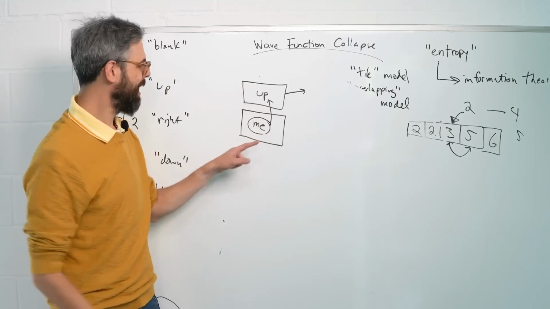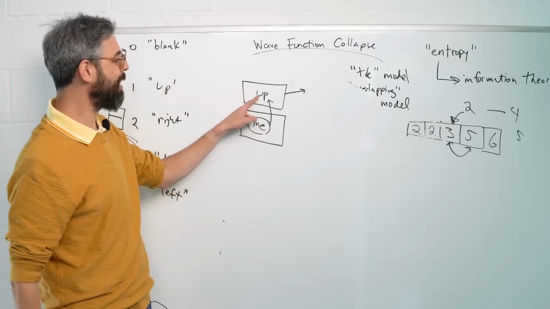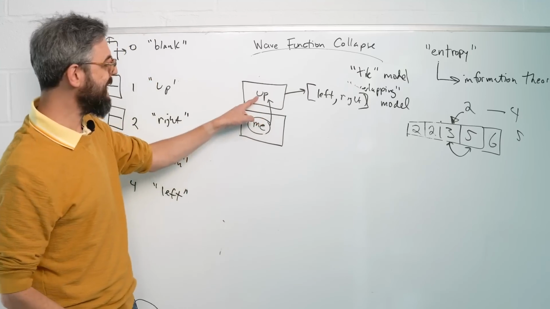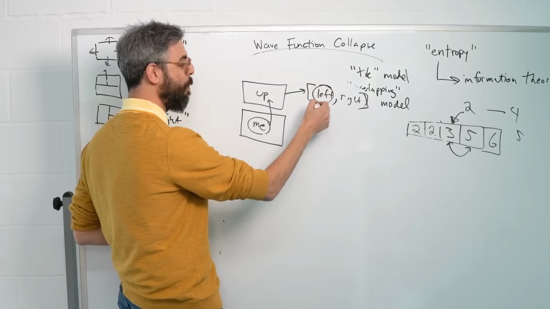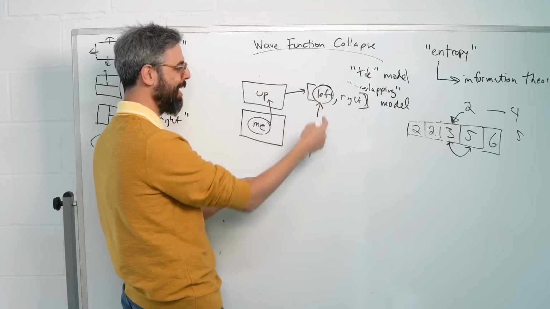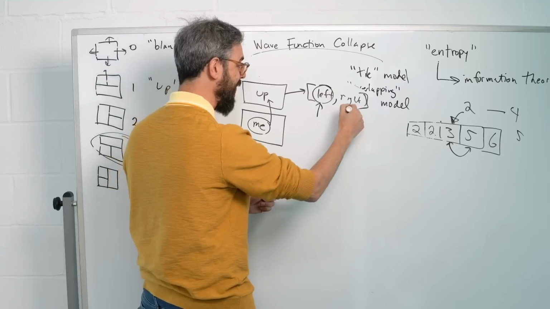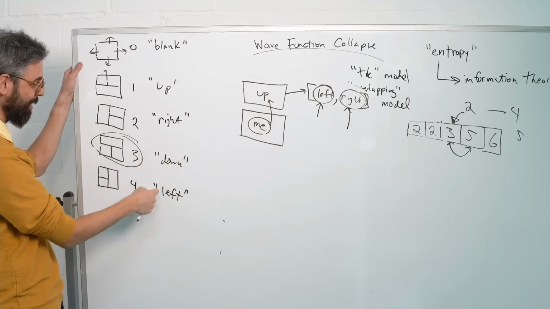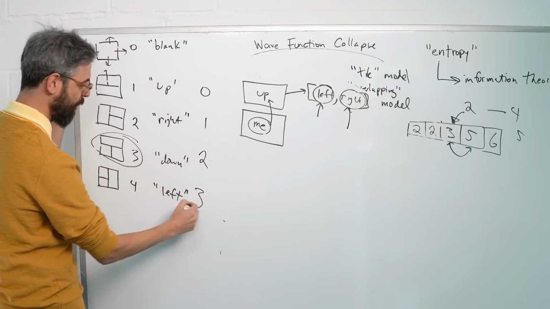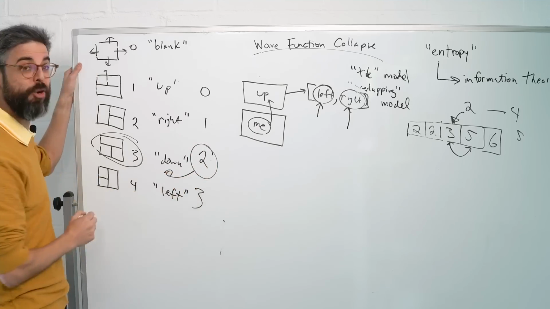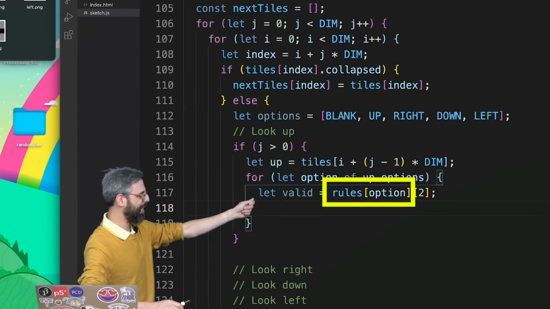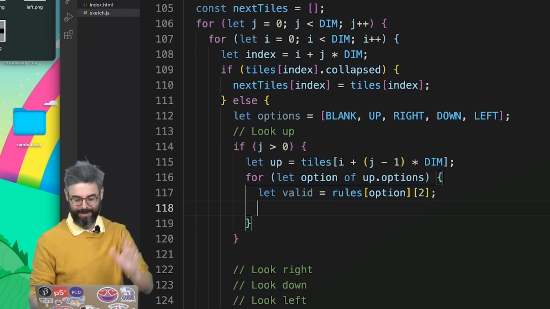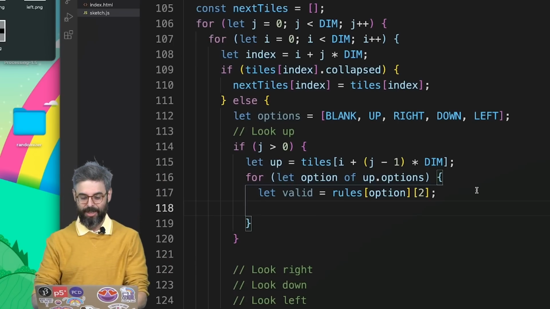I'm this tile, and I'm looking at the tile above me. And maybe the tile above me only can be like left or right. So I need the valid tiles that go below, down, to a left tile. And I need the valid tiles that go below, or down, to the right tile. In the original array, up, right, down, left, the order is 0, 1, 2, 3. So I'm looking for 2. The rules for that particular tile, the ones that are valid down.